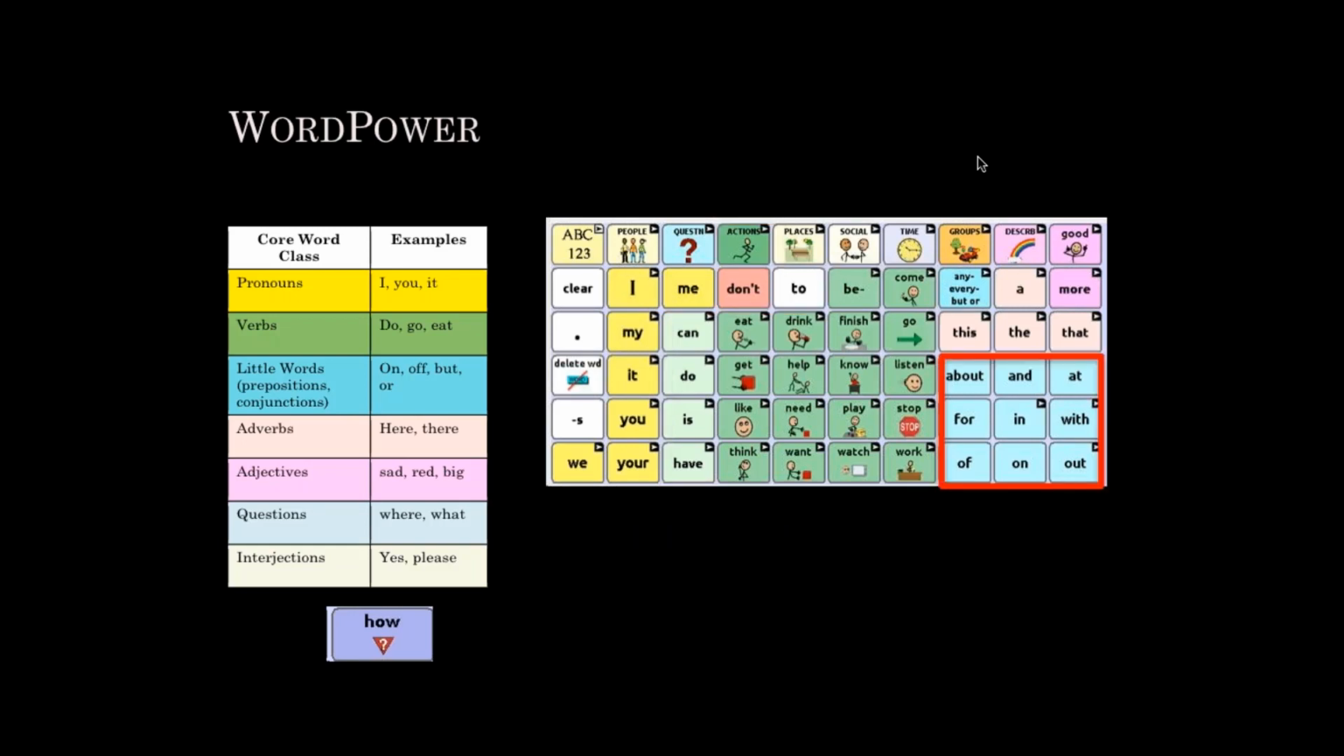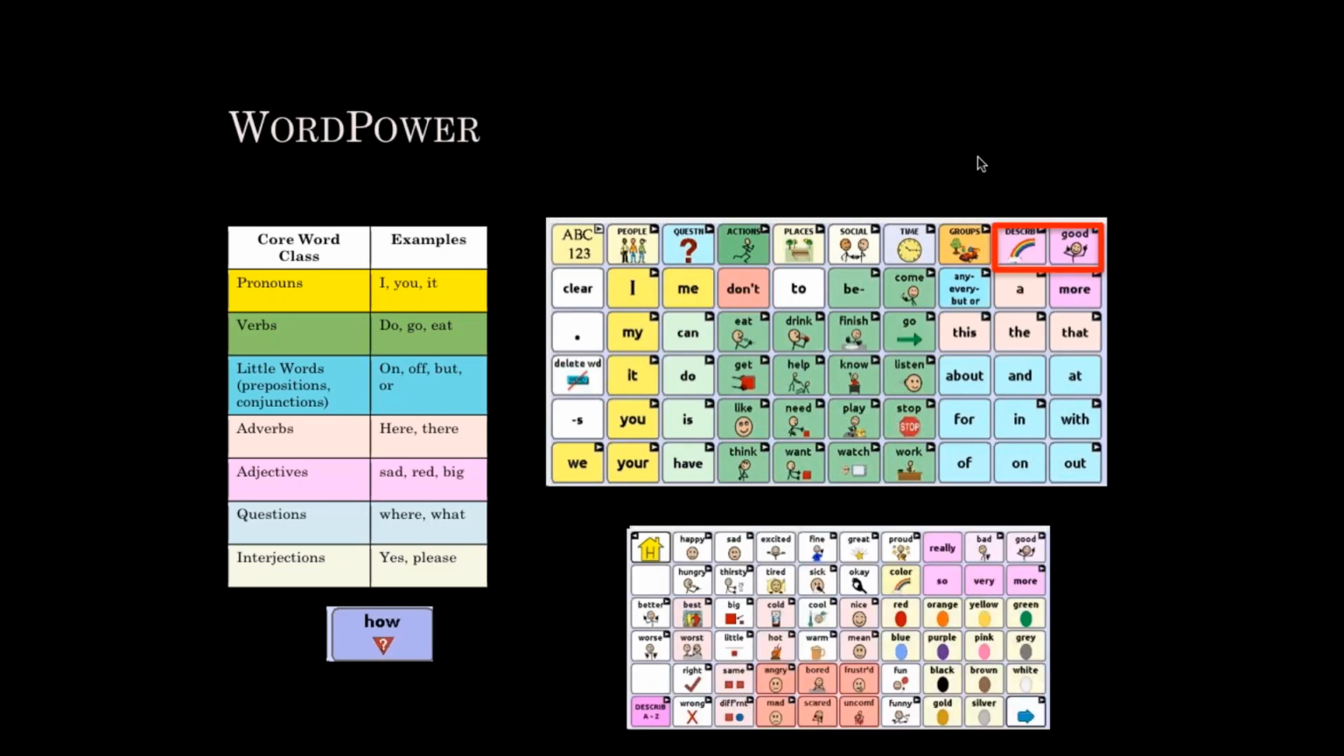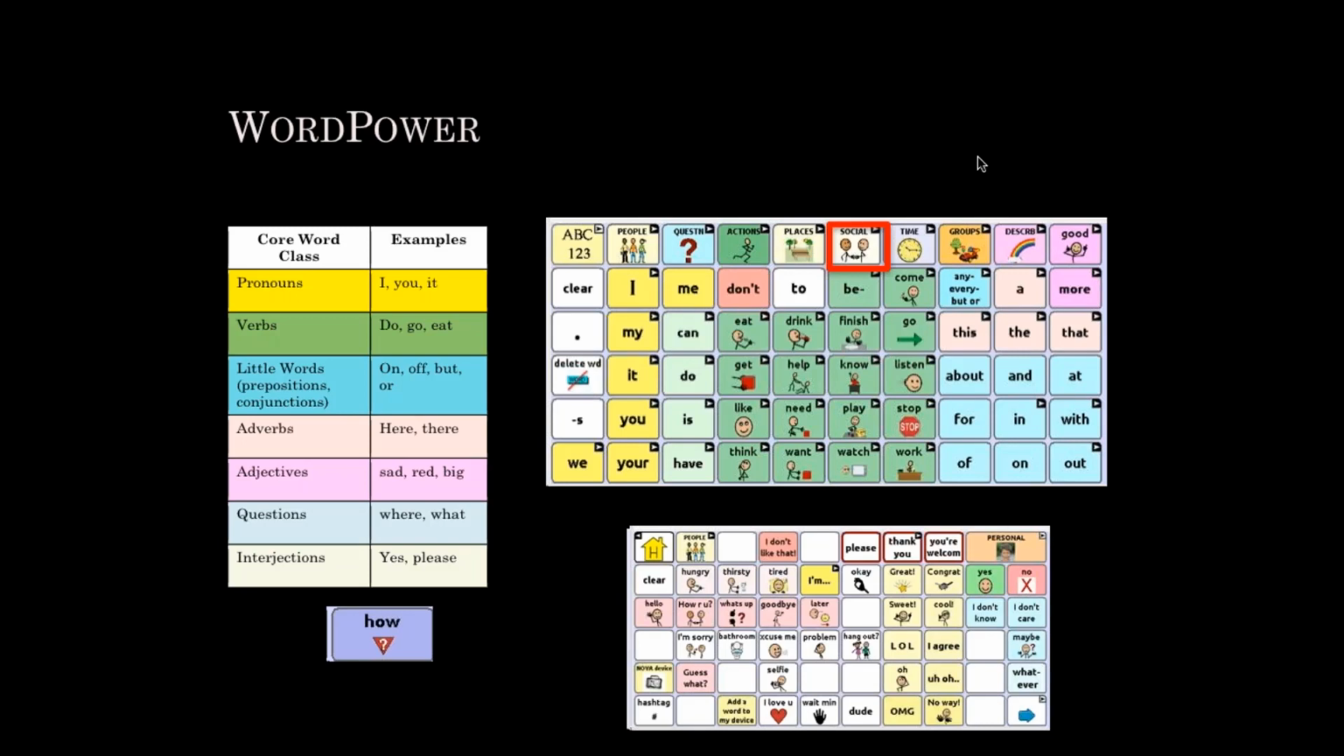We've got little words that are in blue, and you'd hit the any, every, but, or, the little word button. It's a similar color, and it's also made up of a bunch of little words. And then we've got adjectives under describing. So hopefully that helps kind of guide you a little bit more. Question words are all under questions, social phrases.